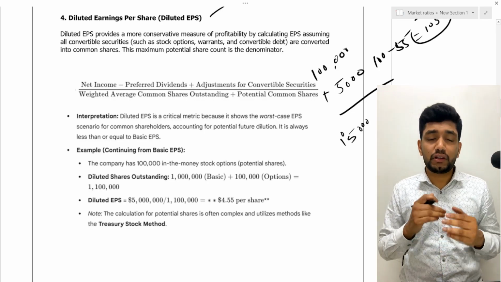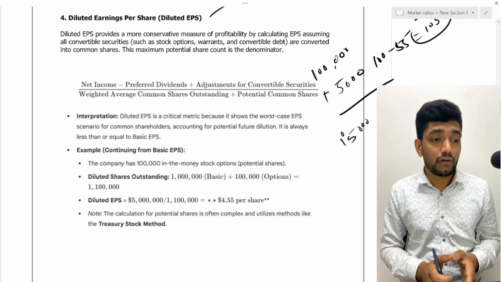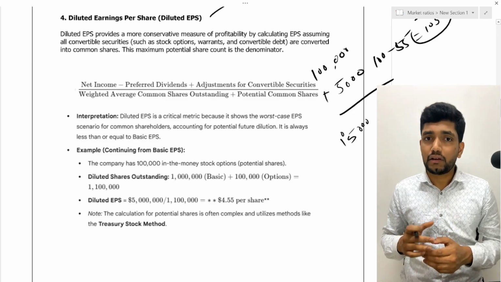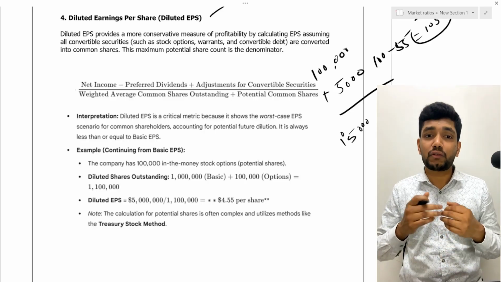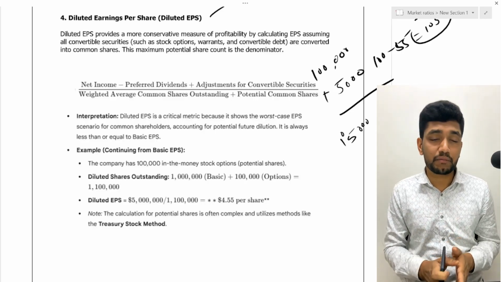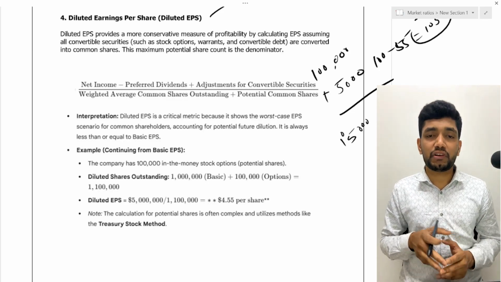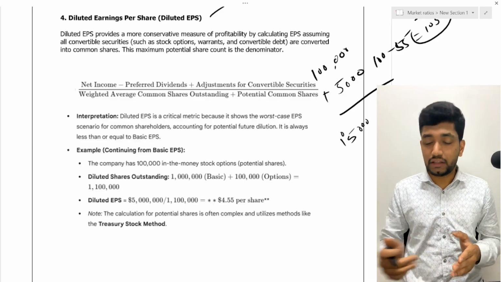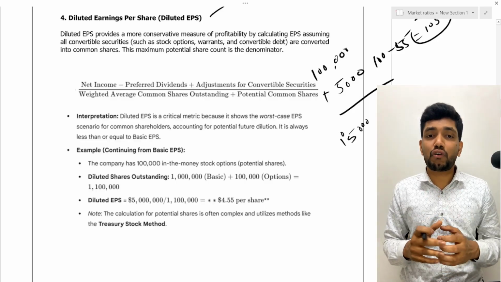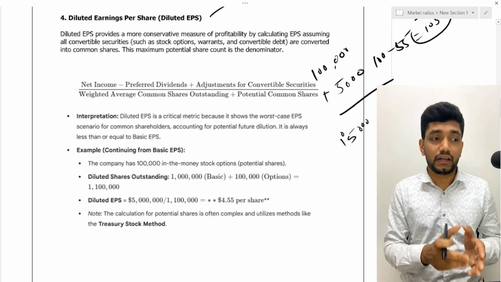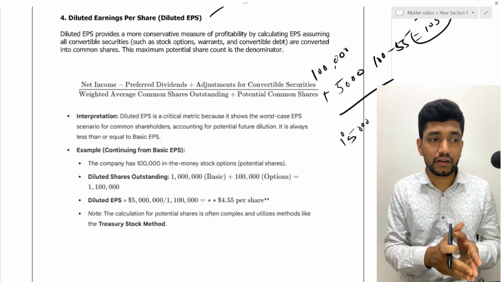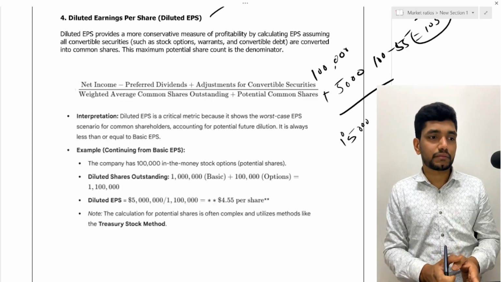It is normally less than or equal to basic earning per share. In most cases, if there is any dilution effect, it will be less than the basic earning per share, or it is equal to basic earning per share, because the weighted average number of common shares will normally be higher in the diluted earning per share calculation.